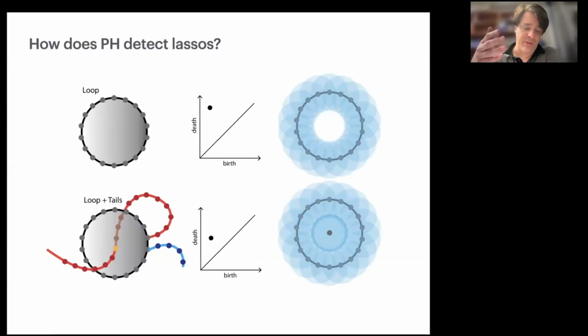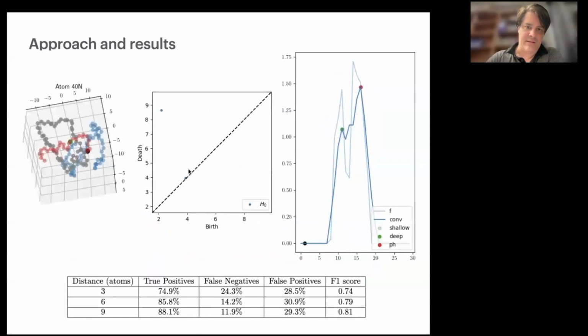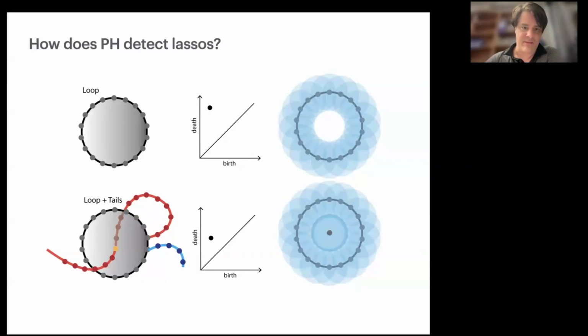Basically, you start with the loop, so you know which atoms form the covalent lasso loop, and then you take the tail. Then you have a blue tail and a red tail, the amino and the acid tail. You can construct first the persistent homology of just the atoms of the loop, and then you can add the tail as well. Or you can add each atom one by one from the tail, and then get a whole sequence of homology groups.